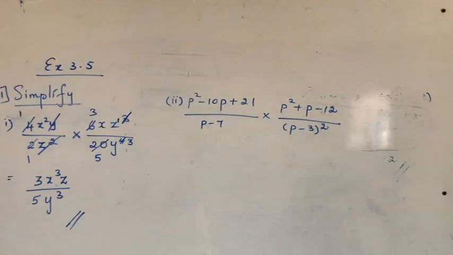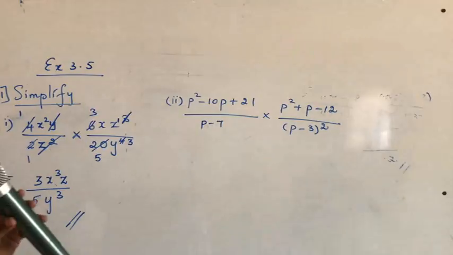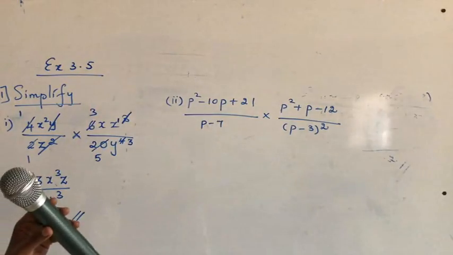Now let's go for the second subpart from question number 1. That is p square minus 10p plus 21 upon p minus 7 into p square plus p minus 12 upon p minus 3 the whole square. Now let's go for the factorization. Now let's take the first part, that is p square minus 10p plus 21.